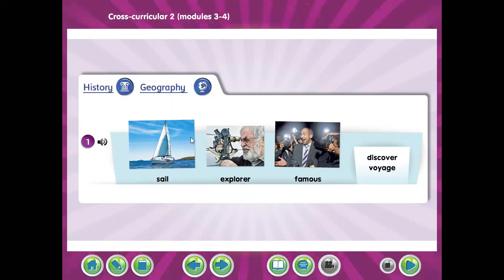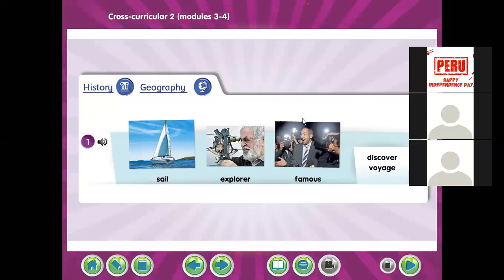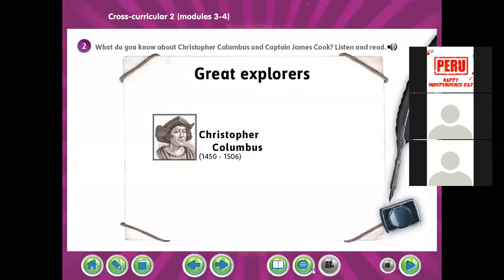Good. Remember, in Theseus we learned sail. What is sail? The white sail, black sail. Explorer is the person who explores. Famous, you know famous. Discover is an action. And voyage is when you travel with a ship, with a boat in the ocean. For example, Theseus voyaged to Athens, to Crete, to Naxos. Now that is voyage.